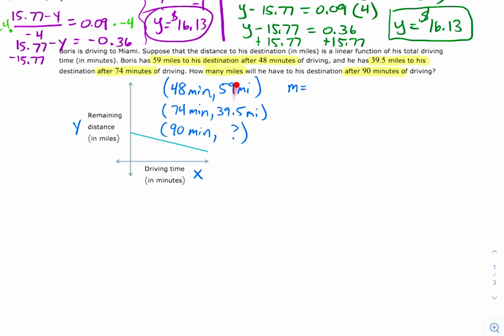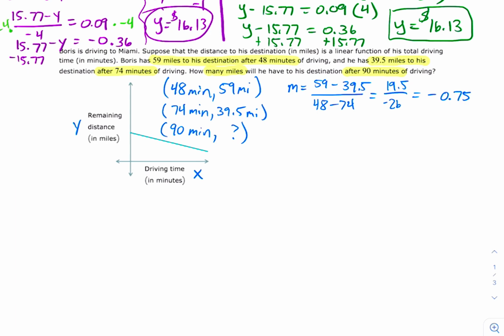So again, I'm just taking my y's minus each other over the x's minus each other. And the order that you subtract them in doesn't matter as long as you are starting with the same point. So since I started with 59, that means I have to start with 48 in the bottom. Okay. So again, we're just going through and simplifying. So this will be 19.5 over negative 26. And then if we divide that, that will give us negative 0.75.